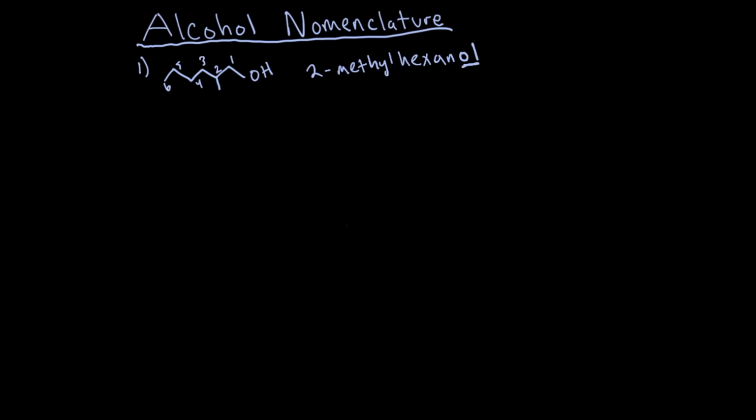Okay, so anytime we're naming alcohols, we take the base name. So we take hexane, we're going to drop the E to give us hex, and then we add ol. Okay, so drop the E and add ol, hexanol. Okay, so that's how we're going to name. Let's go ahead and do another example.